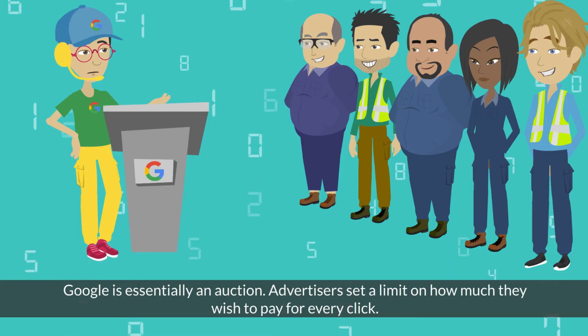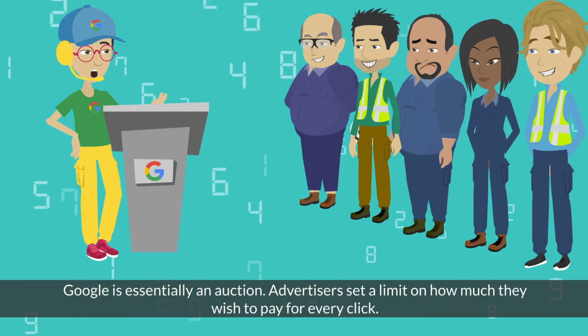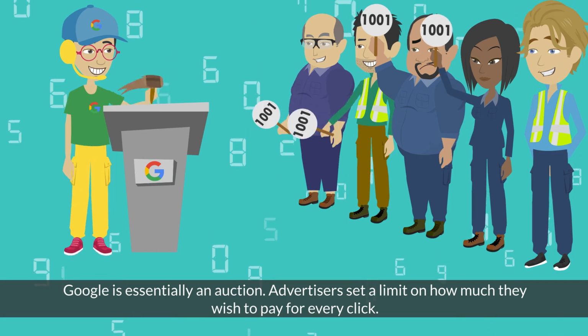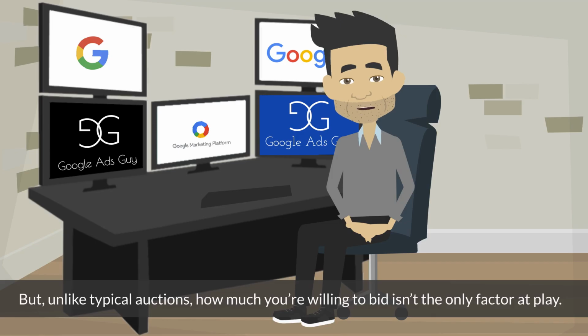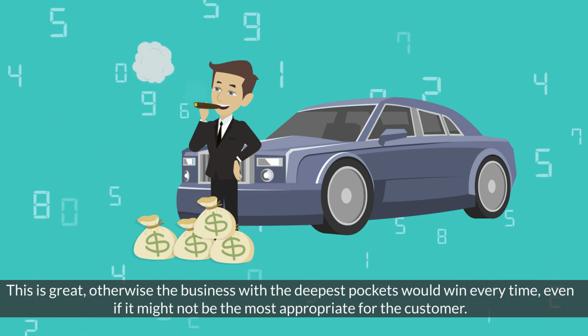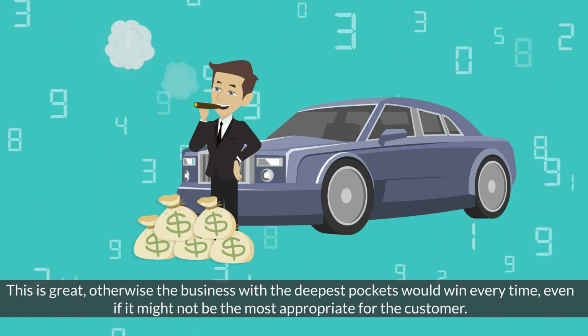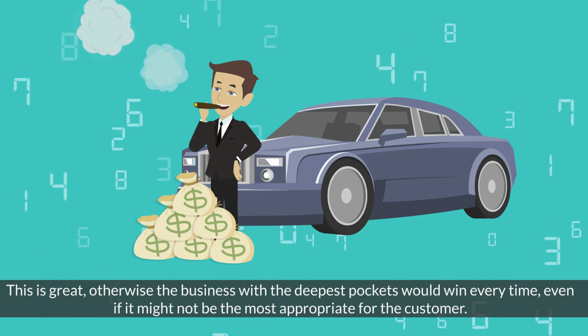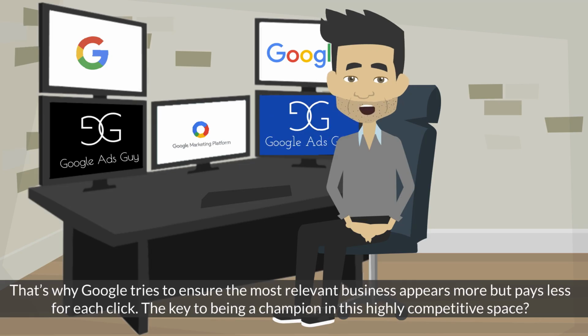Google is essentially an auction. Advertisers set a limit on how much they wish to pay for every click. But unlike typical auctions, how much you're willing to bid isn't the only factor at play. This is great, otherwise the business with the deepest pockets would win every time, even if it might not be the most appropriate for the customer. That's why Google tries to ensure the most relevant business appears more, but pays less for each click.